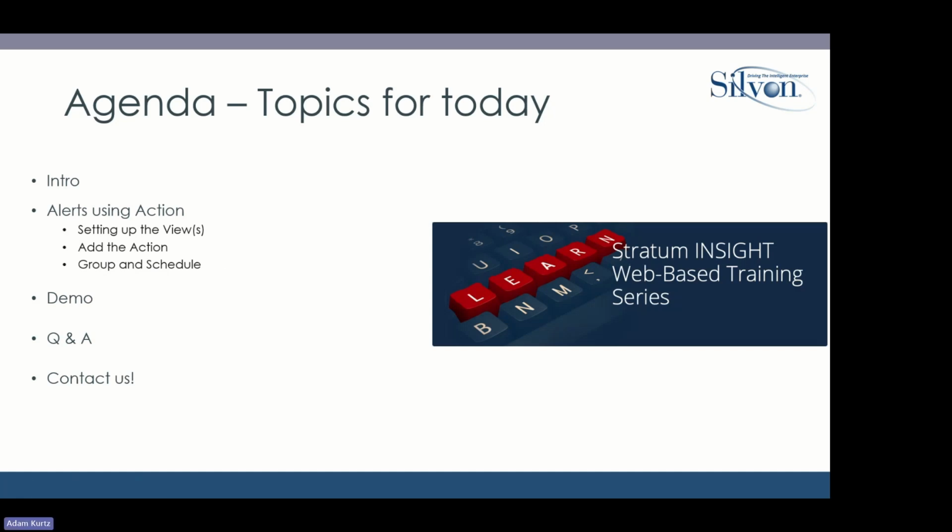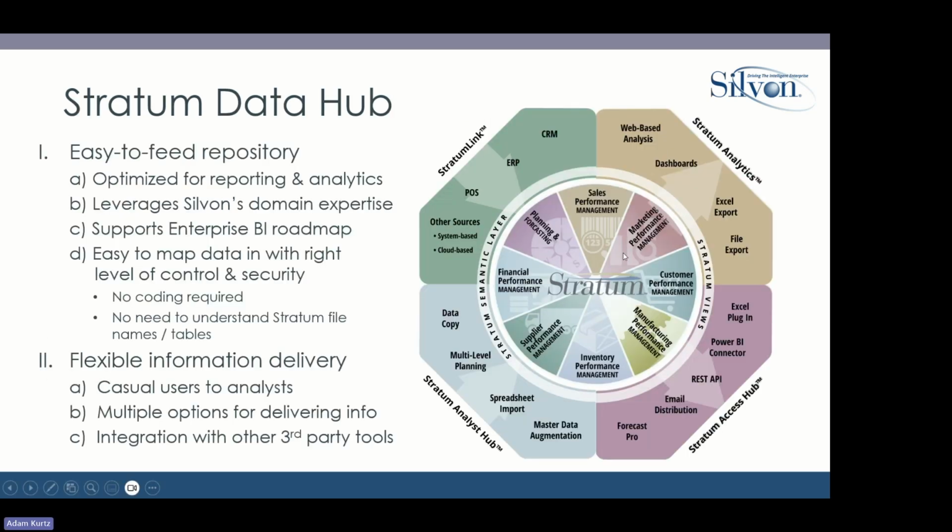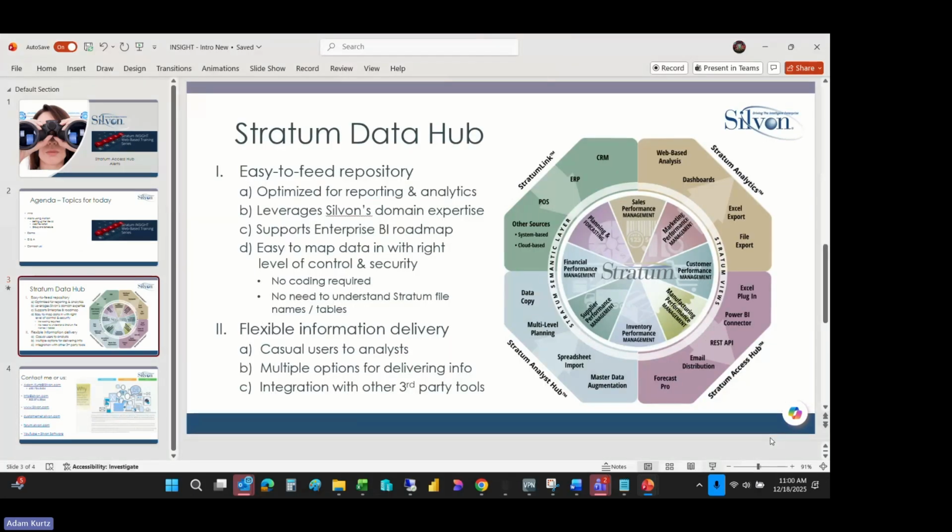So we're going to be talking about that today, and I'll be doing a demo of that. We'll be concentrating on the Access Hub side of things, as you can see, which includes the email distribution, which is kind of what we're concentrating on today. But as you can see, it contains some other features as well. So if you are licensed for the Access Hub, you get access to all of that. But today we'll be focusing on the email distribution, basically using actions to alert users to situations within Stratum.